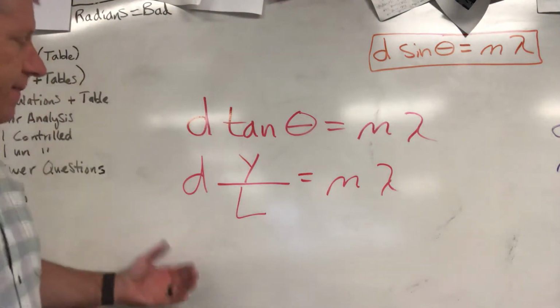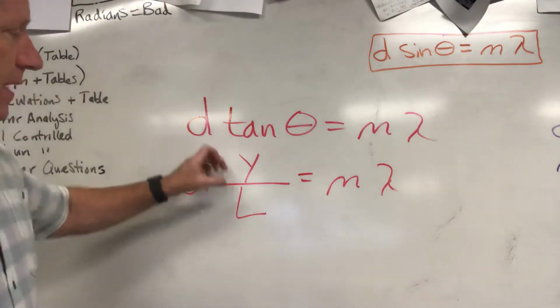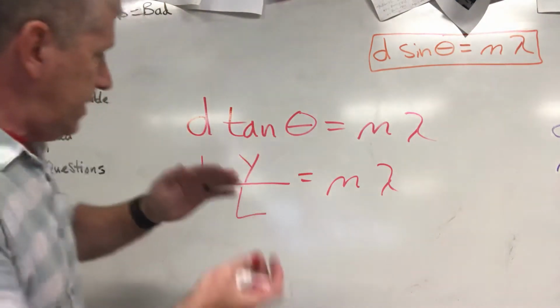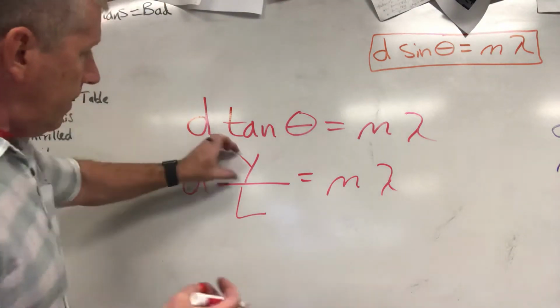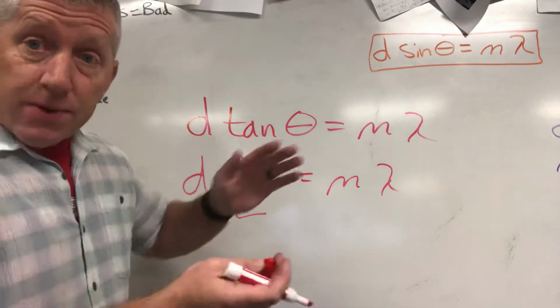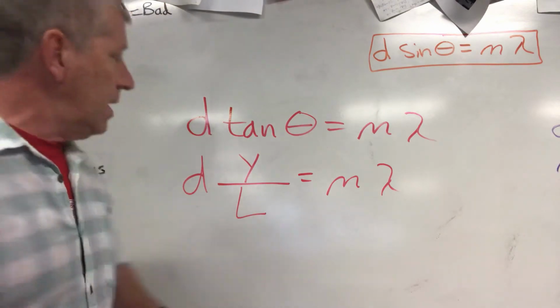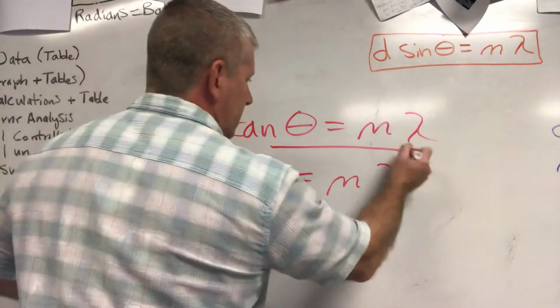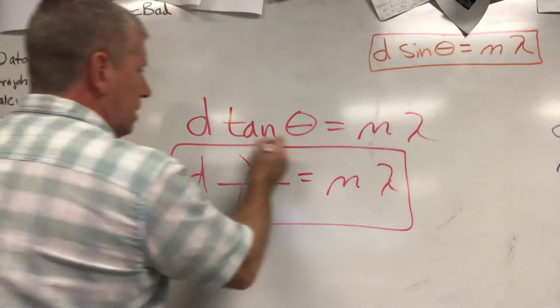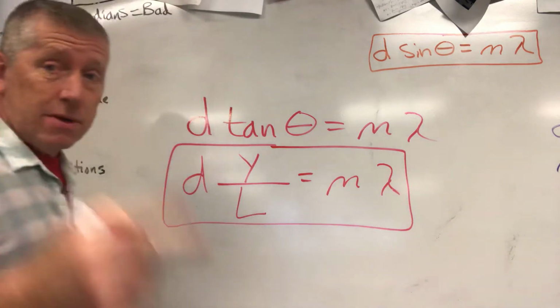But maybe you need to find out what the length is, or the distance between the slits, or the distance between the bright spots. You might be asked to find that kind of thing, and this version of it really helps. Of course, it's not on your handout.